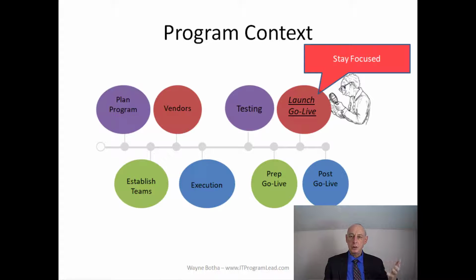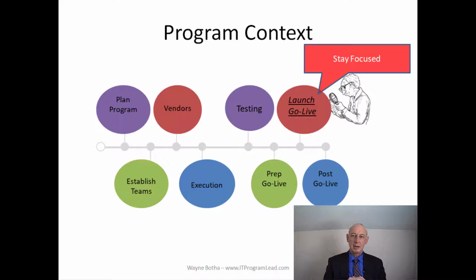So first of all, you'll have some sort of planning for the program. You'll need to establish some teams to do the work. You'll have to communicate with your vendors. Find out which vendors are involved in the project, what their needs are from you, and what you need from the vendors. Then you'll execute the program. There will have to be some sort of testing at the end, and then you'll have a go live and post go live.